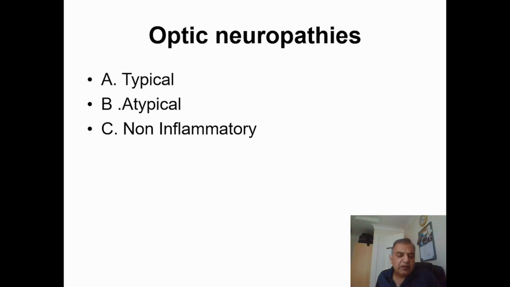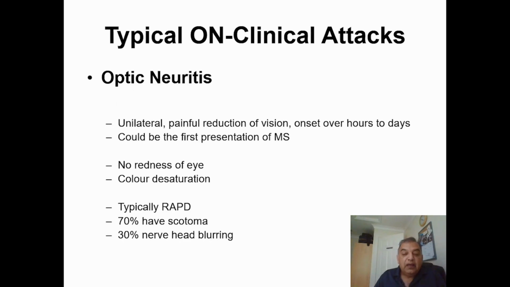Now, we're not going to go into more complex ophthalmology here. This is outside the remit of this talk, and certainly will not concern you who are going to give a medicine exam. But optic neuropathies could be typical, atypical, or non-inflammatory. Typical optic neuritis is a very common presentation, especially in young women in this country. It presents with a unilateral painful reduction of vision. It comes on very suddenly. Most of them describe a very blurry vision, like looking through a film of grease. Onset is over generally hours to days, and could be the forme fruste or the first presentation of MS.